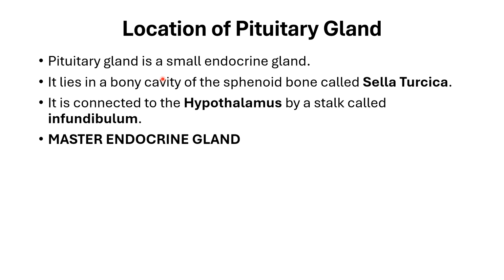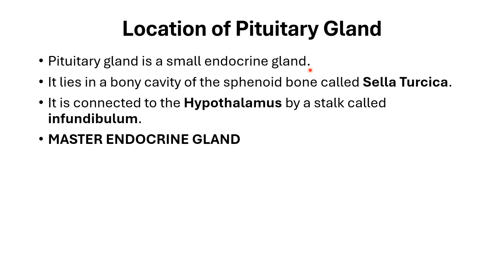Pituitary gland is a small endocrine gland and it is located in a bony cavity of the sphenoid bone. What is the sphenoid bone? Sphenoid bone is a butterfly shaped bone present in the skull, behind the ears and the nose. In the cavity of the sphenoid bone, which is also known as the sella turcica, the pituitary gland is located and it is connected to the hypothalamus by a stalk, and we call that stalk the infundibulum.